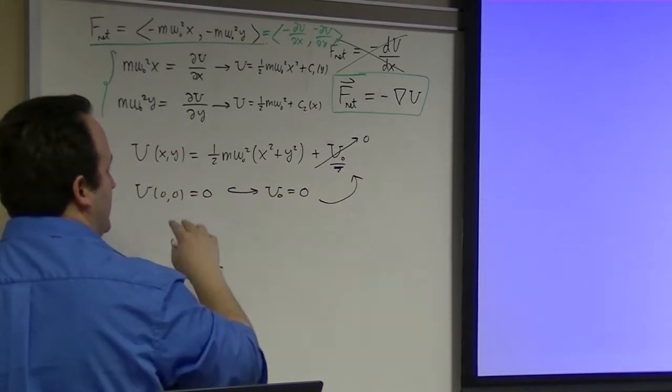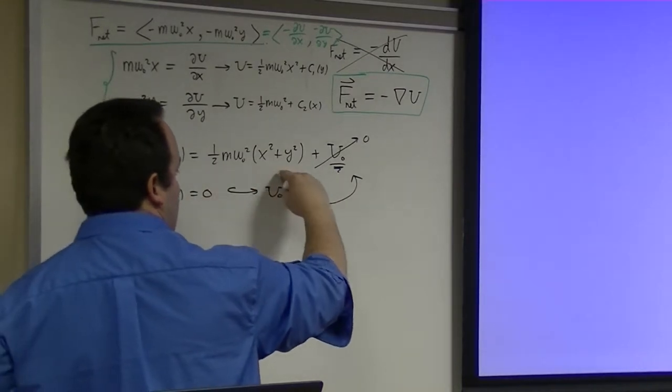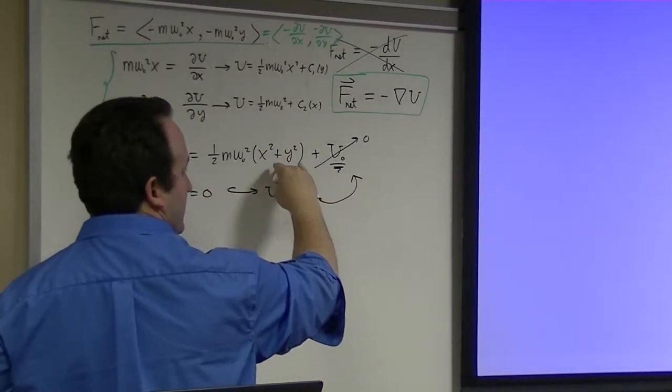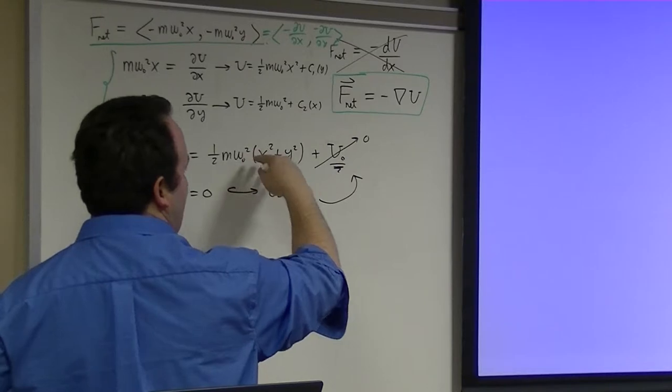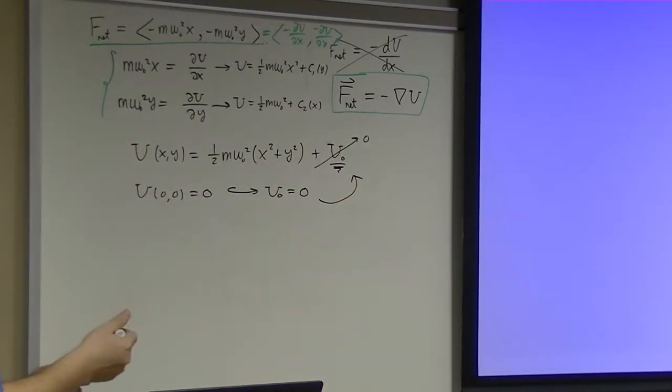Now, at the end of all this, whether I'm right or wrong is ultimately judged by whether, if I take the gradient of this and multiply by minus, I get back the force which we derived. If you try, you'll find out we do. So, with all of that said, what's the total energy function for this problem?